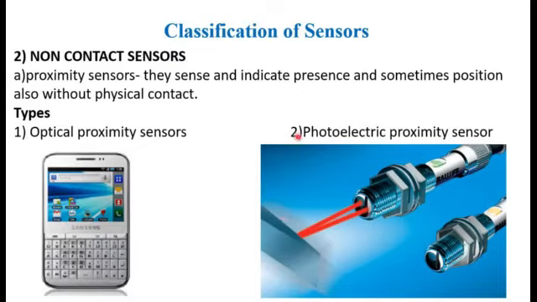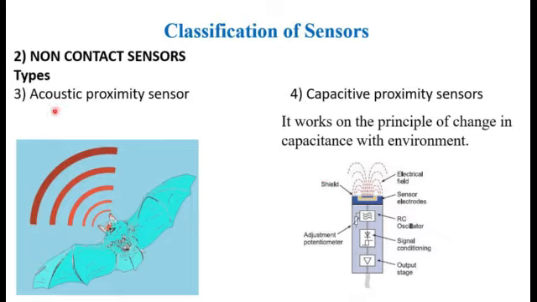Similarly, photoelectric proximity sensors also detect based on the same principle, so the physical presence and absence of the object is detected by the light source. The third type is the acoustic proximity sensor. In this acoustic proximity sensor, the sound of the object or component is measured with the help of the proximity sensor.